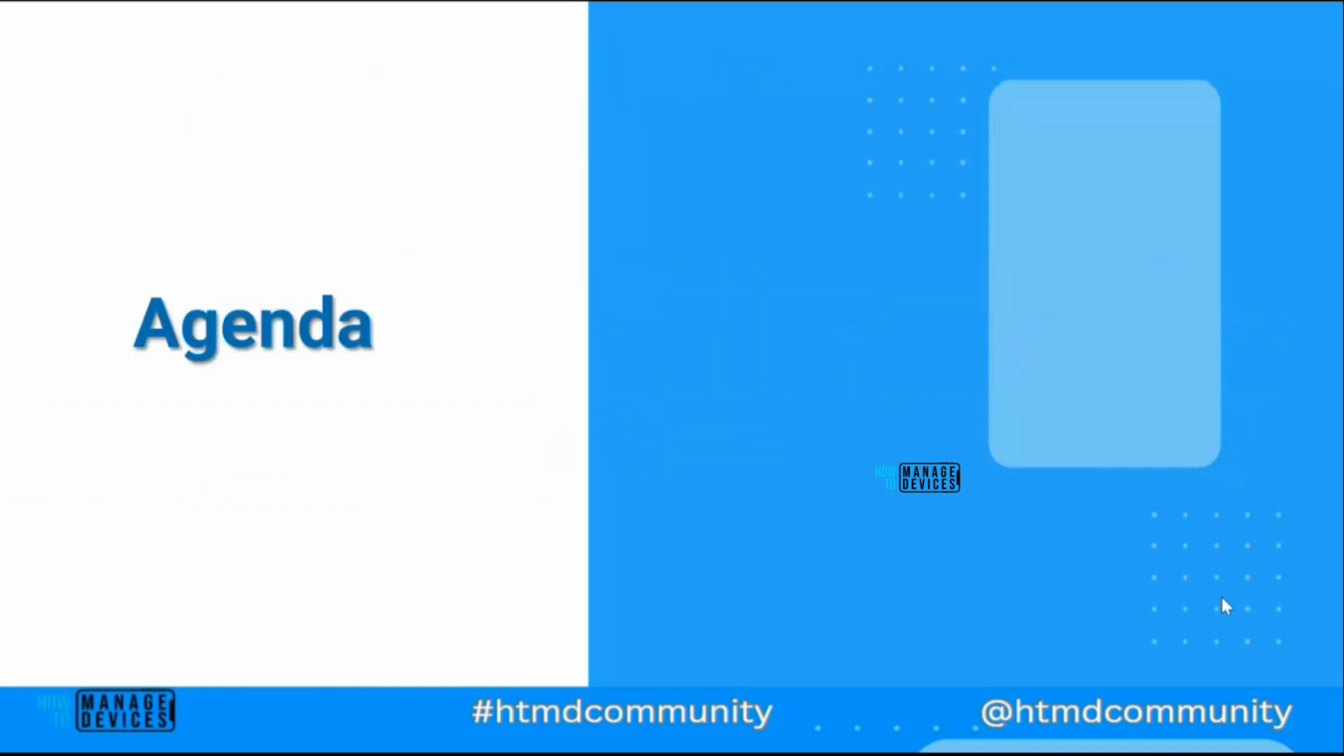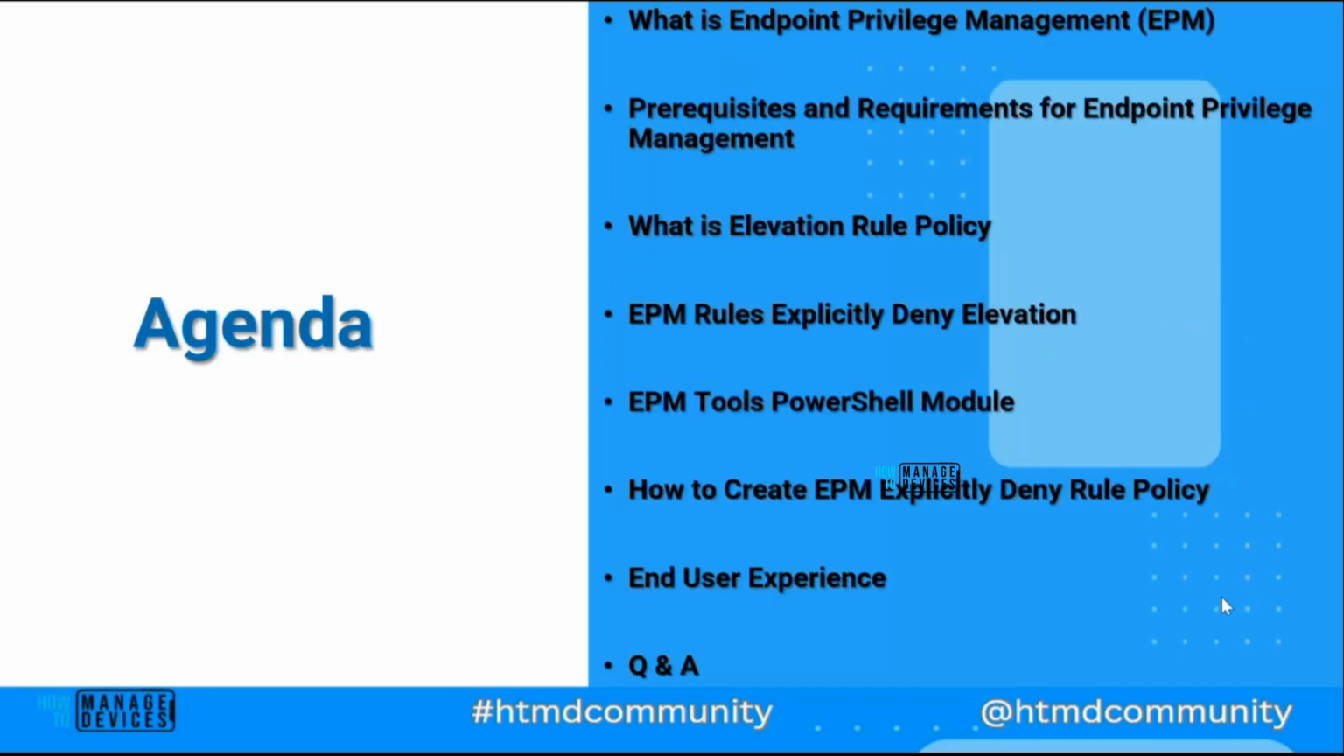Let me move to my first slide. Regarding the agenda, we have a few items for today. The first one is what is EPM. I'll briefly explain what EPM is, and the prerequisites and requirements of Endpoint Privilege Management. Then we will check only the elevation rule policy. As Anup said earlier, I already took almost three to four detailed EPM sessions, so you can refer to my old session videos as well. They are also available on the HTMD YouTube channel.